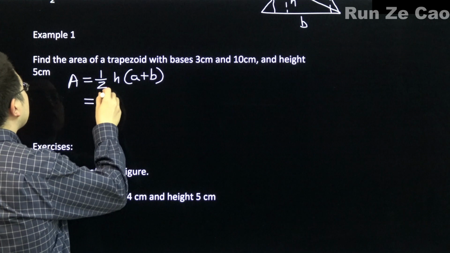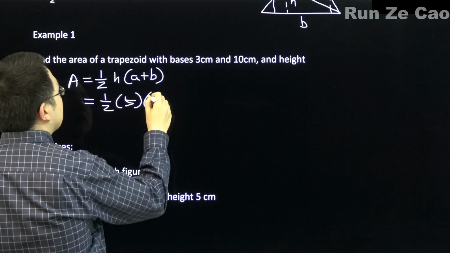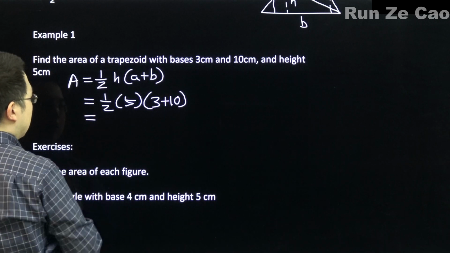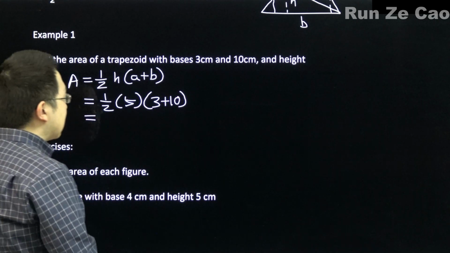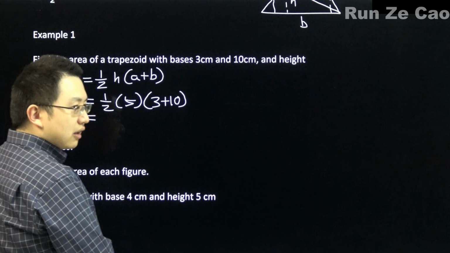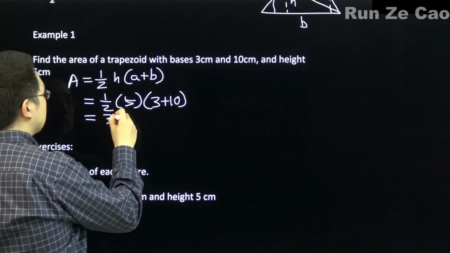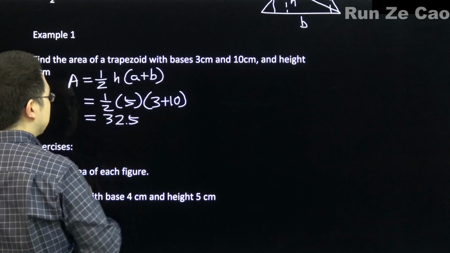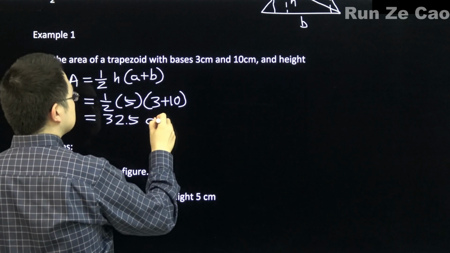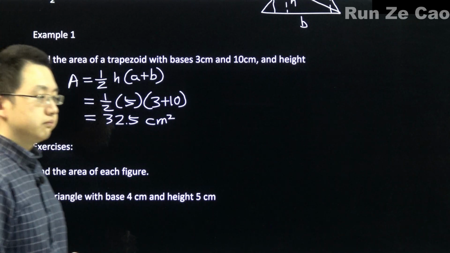And you would have 1/2 times 5 times 3 plus 10. Therefore, 3 plus 10 is 13, times 5 gives us 65. And times 1/2 is 32.5. And the units would be centimeters squared.